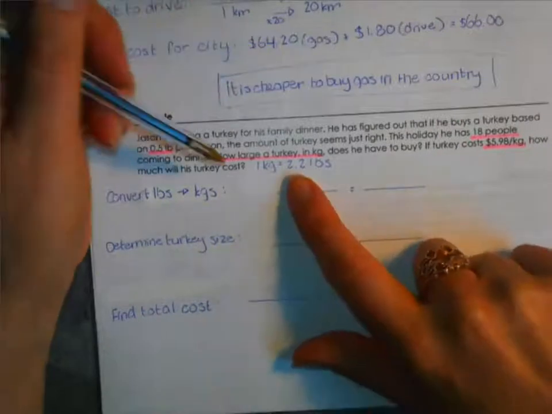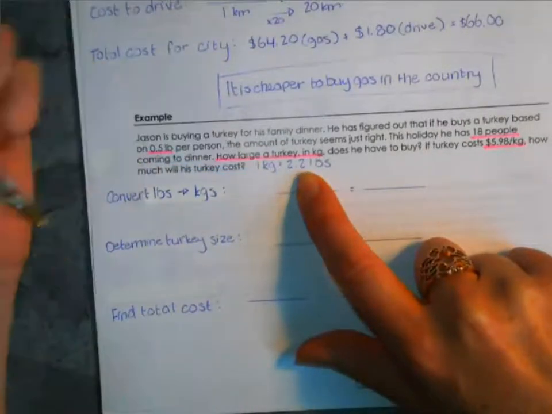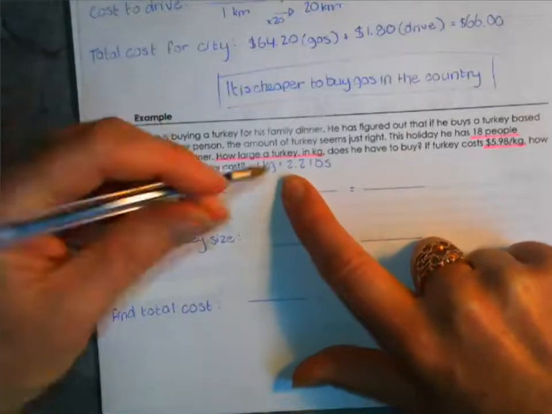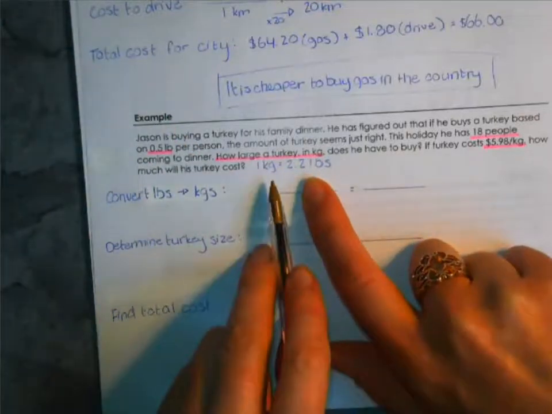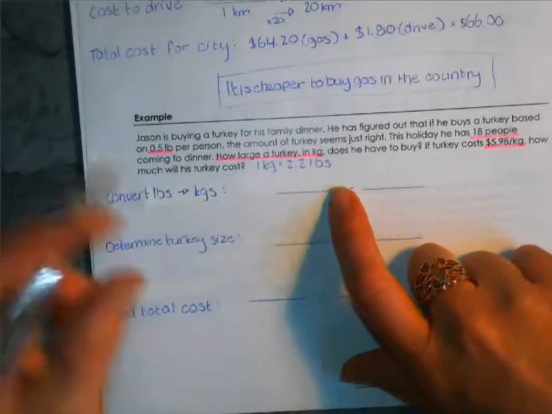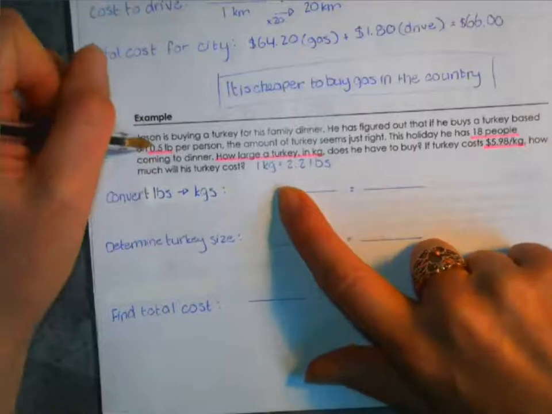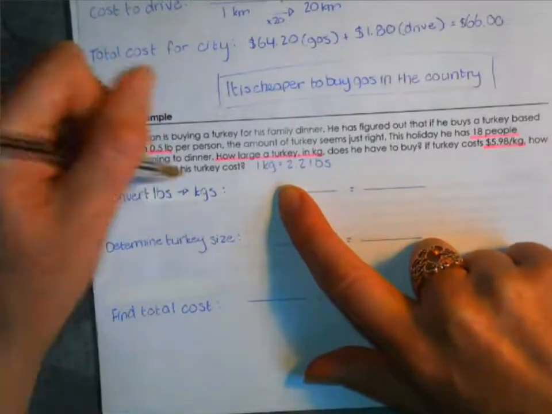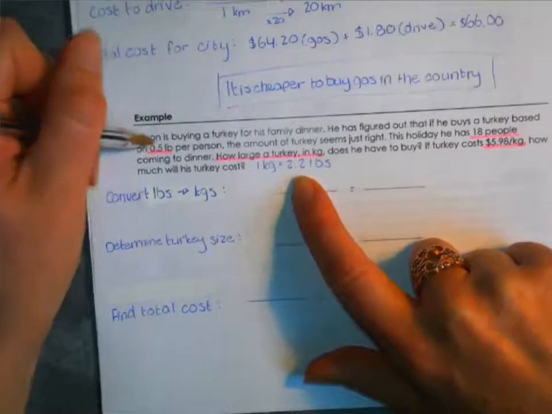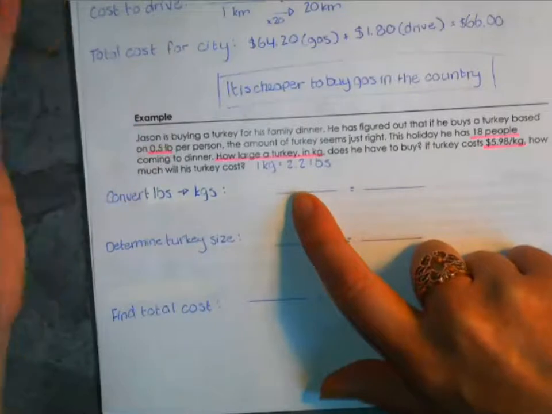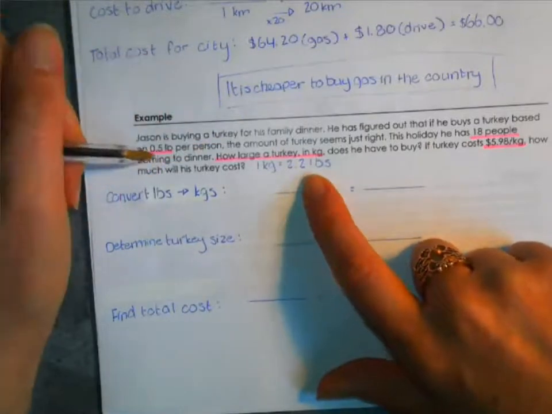So those are our pieces of information. Now you are also given the conversion here. If you are asked a question like this on a test, I will always give you the conversion. You don't need to have those memorized. So we're told that 1 kilogram is equal to 2.2 pounds. So let's first of all figure out what the weight that he's looking for would be in kilograms, okay? And then we can start to figure out how much the turkey would be.